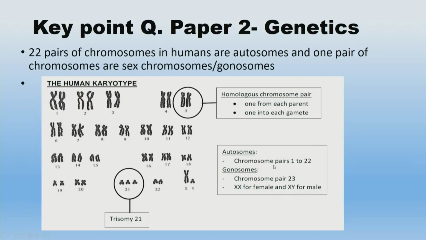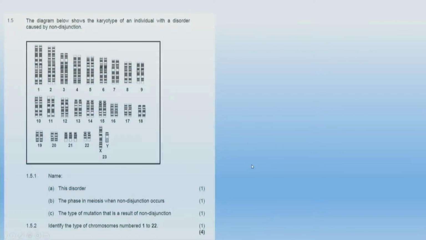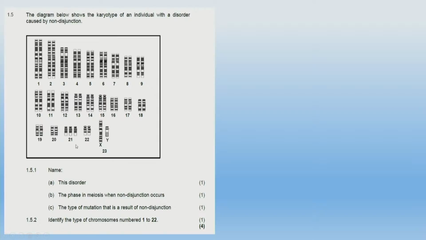So that is a mouthful on karyotype, but it can count up to 6 to 9 marks. It's actually very easy if they understand it and they know the difference between the autosomes and the gonosomes. They will be able to answer the question. Typical question: we have 21, the disorder is Down syndrome. This one is a male because it has an X and a Y chromosome. Identify the type of chromosomes, number 1 to 22, and as before we see that it is autosomes.